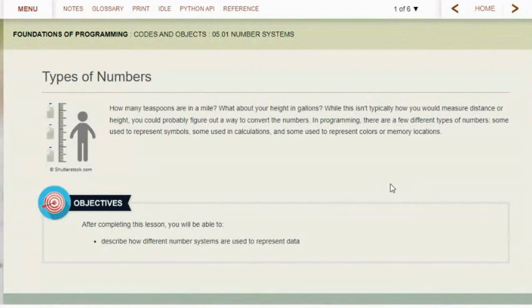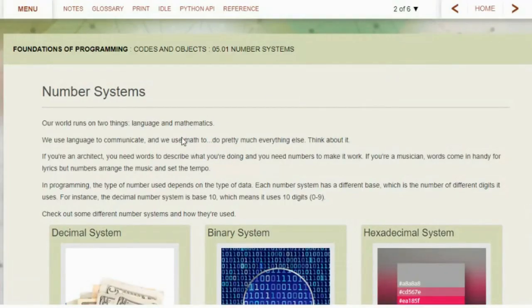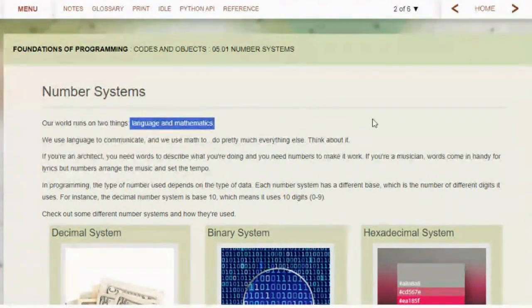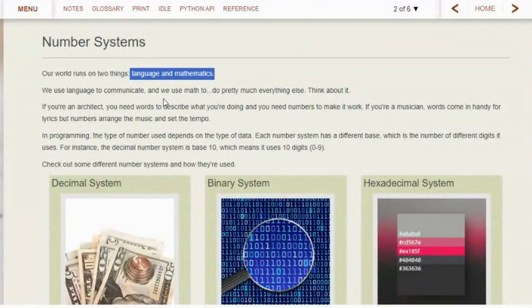So in programming, there's a few different types of numbers. Some are used to represent symbols. Others are used in calculations. Some are used for colors. Computers use hexadecimal actually for colors and for memory locations. So we're going to learn how to describe how different number systems are used to represent data today. Looking at page 2, our world runs on 2 things, language and math. Probably math more than language most of the time. We use language to communicate, and we use math to do pretty much everything else.